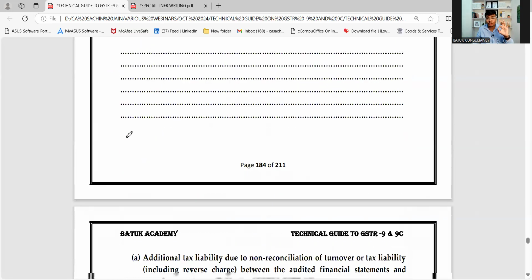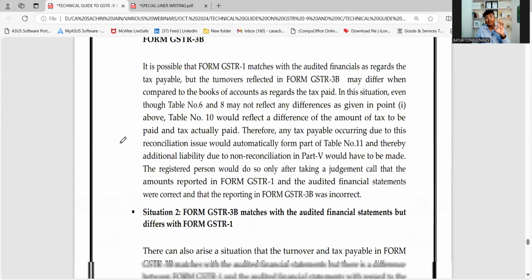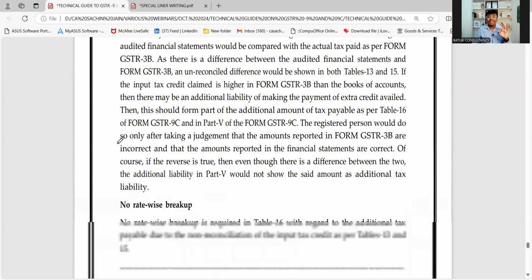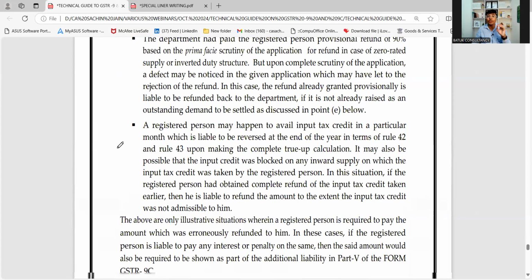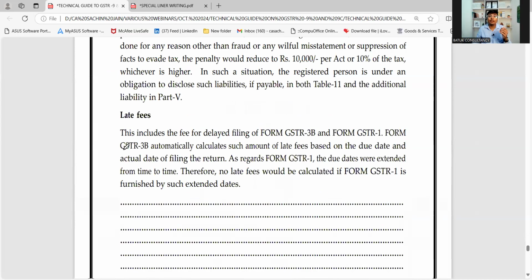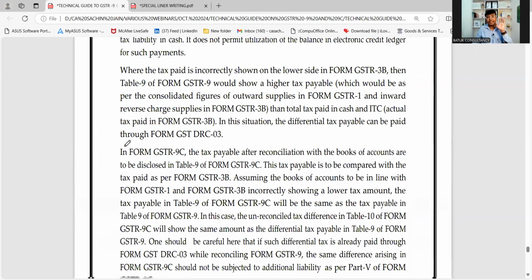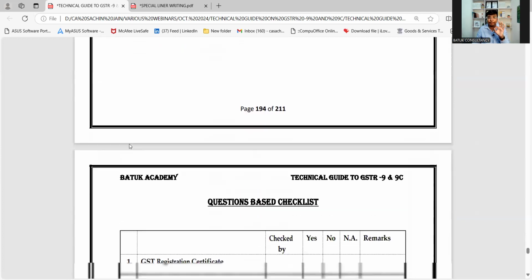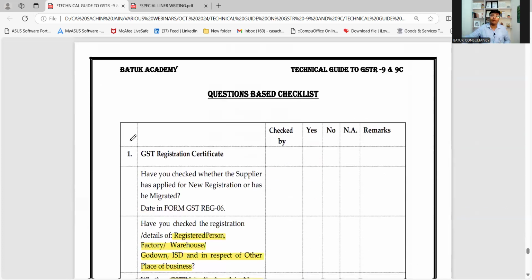Then after, verification should be there, and verification should be done by the taxpayer only. Okay. With the GSTR-9C, you need to attach certain attachments. The first attachment is your audited financial statement, that means audited profit and loss account, audited balance sheet, and the form number 3CD.